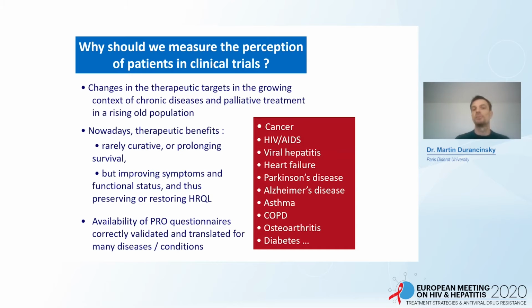Why should we measure the perception of patient in clinical trials? Now, changes in therapeutic targets are growing in chronic disease, and in HIV specifically, we are in the situation that we cannot cure for the moment the HIV, but at the same time, the efficacy of all different treatment is very similar and it's very good. So it's really quality of life or other patient-reported outcomes that can make the difference between the treatment strategies.